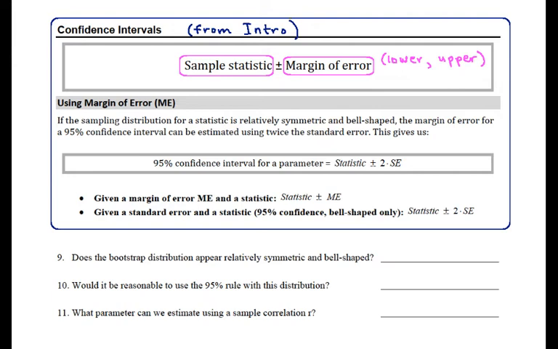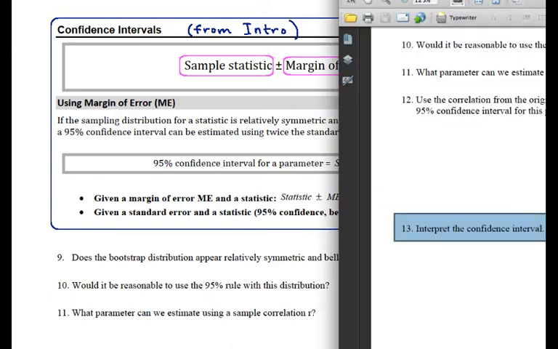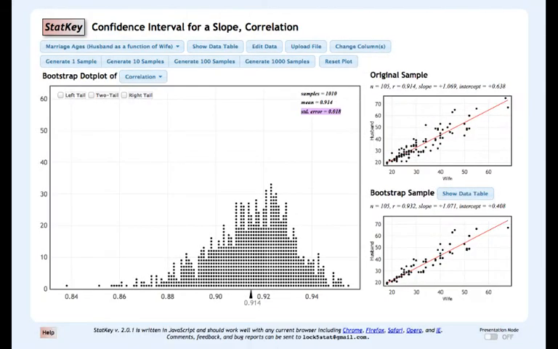Also, we saw that the margin of error can be estimated as 2 times the standard error if we have a 95% confidence interval and an approximately bell-shaped distribution. So let's look at the distribution that we created for the correlation. Does this look approximately bell-shaped?